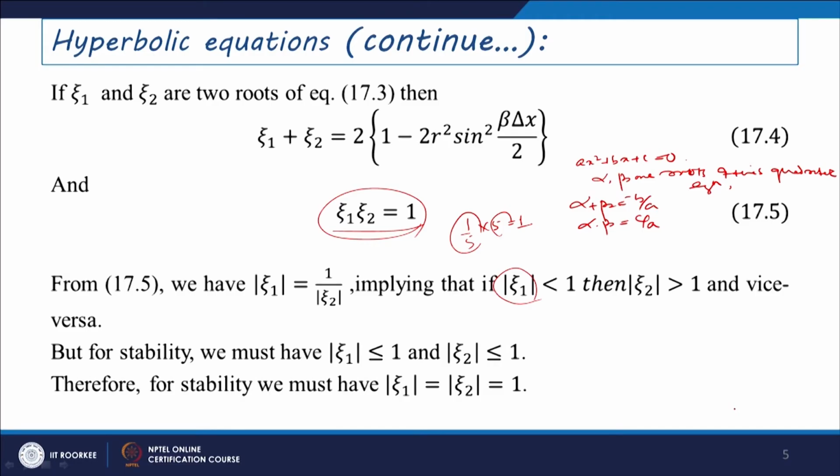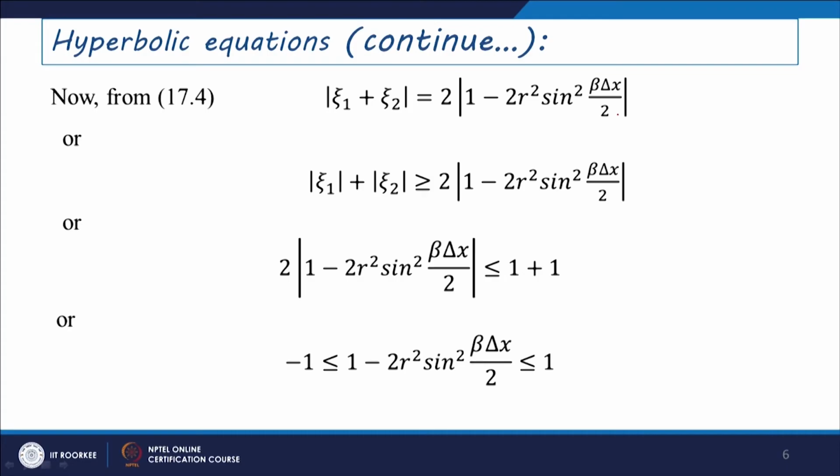Therefore, for stability we have to consider the absolute value of zeta 1 equals the absolute value of zeta 2, which equals 1. If we put this relationship into the first relationship here, we get the absolute value of zeta 1 plus zeta 2 equals 2 into 1 minus 2 r square sin square beta delta x by 2.